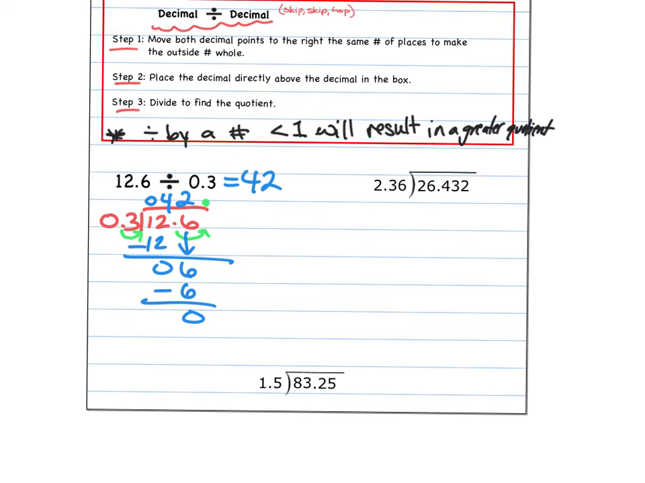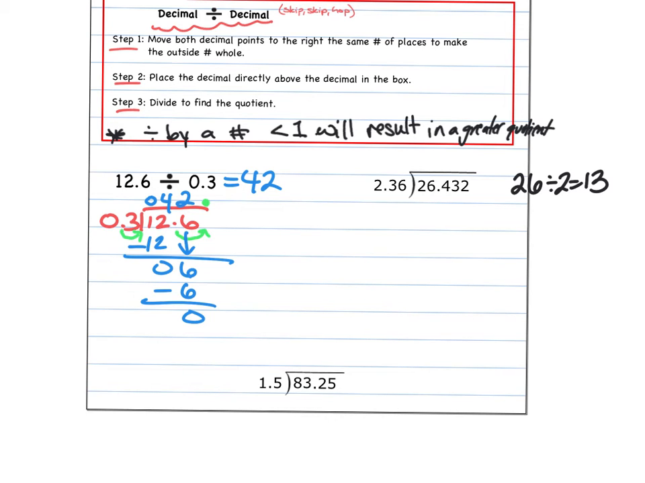On this next one, I might estimate by saying about 26 divided by about 2, I know is 13. So my answer should be around 13. That doesn't mean it has to be 13 something, but it should be around that, not like 30 or 130. It should be around 13.